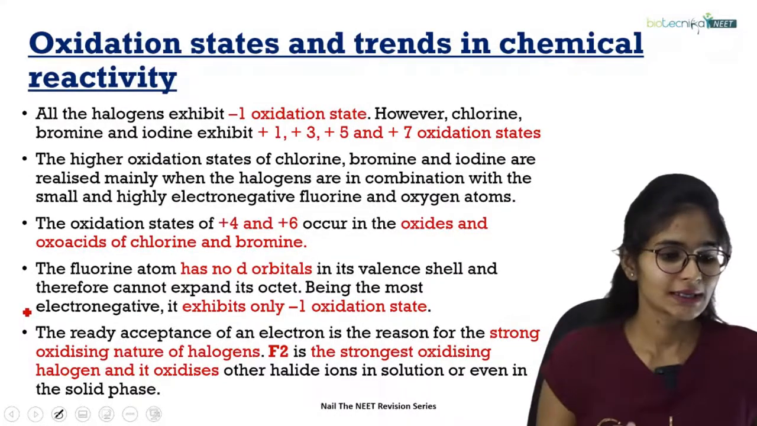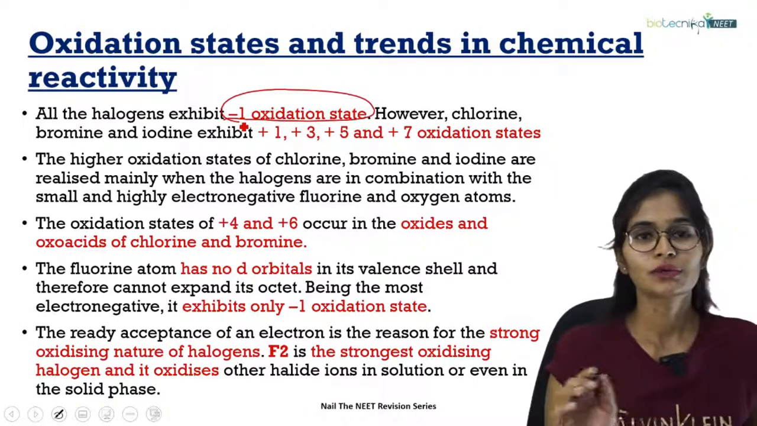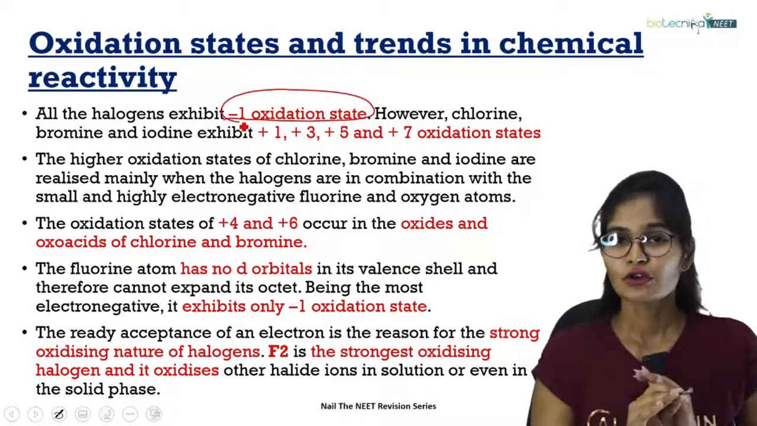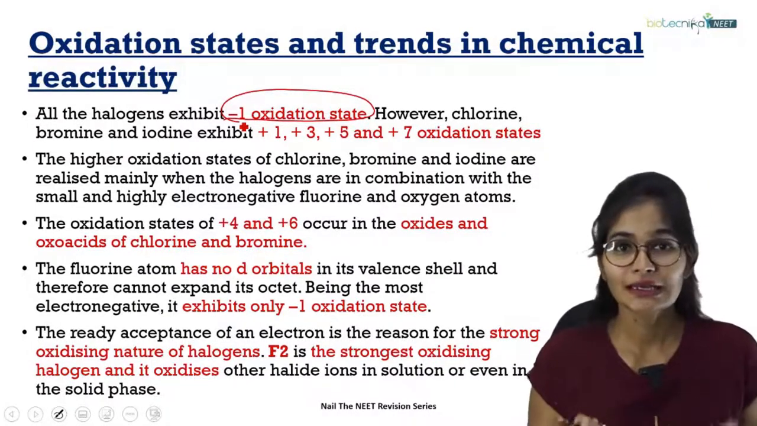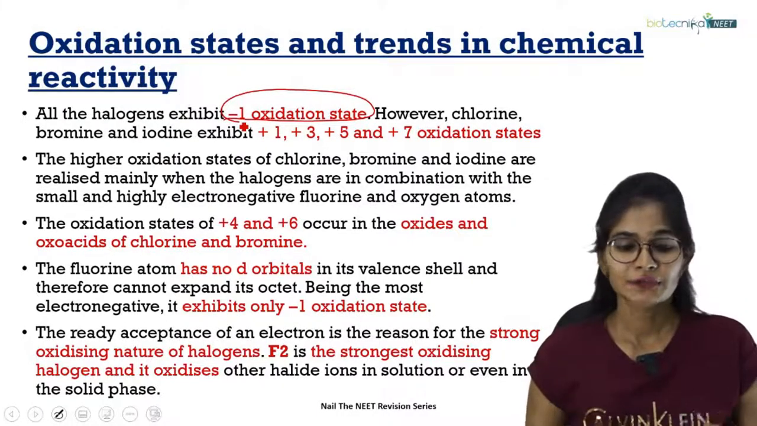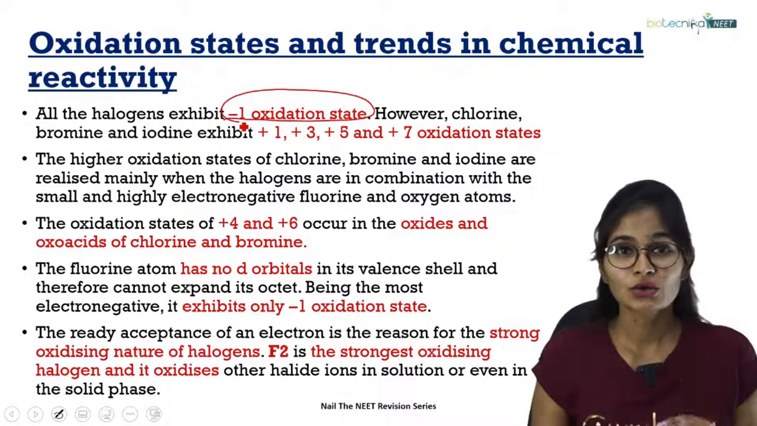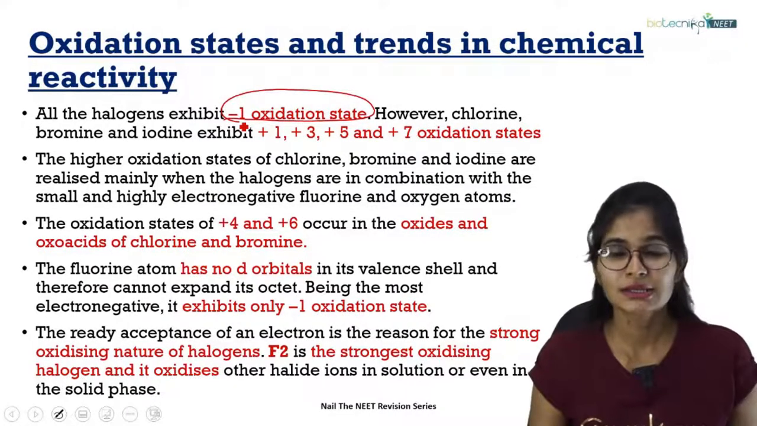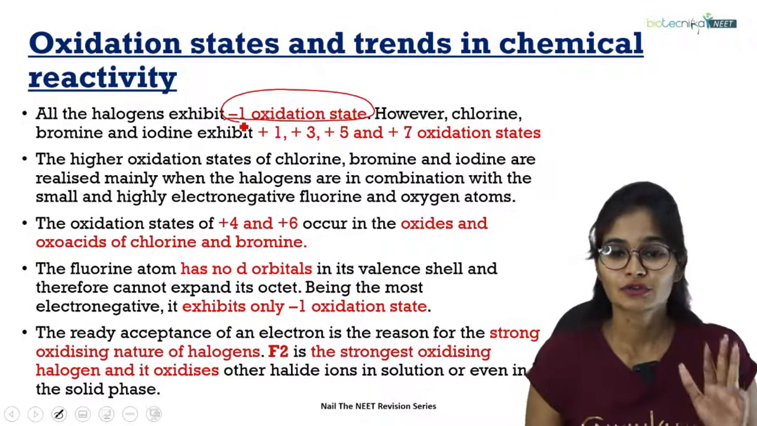So this is what you can see. Here you can see the -1 oxidation state exhibited only by fluorine. It will not exhibit any other oxidation state because it does not have any d orbital, compared to chlorine, bromine and iodine. So fluorine lacks d orbitals, that's why it is showing only the -1 oxidation state. It will not exhibit +3, +5, +7 or even +1 oxidation state.